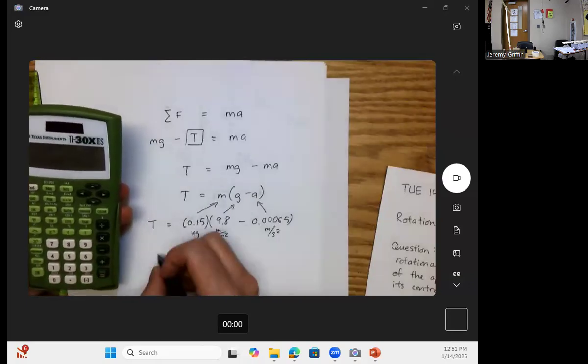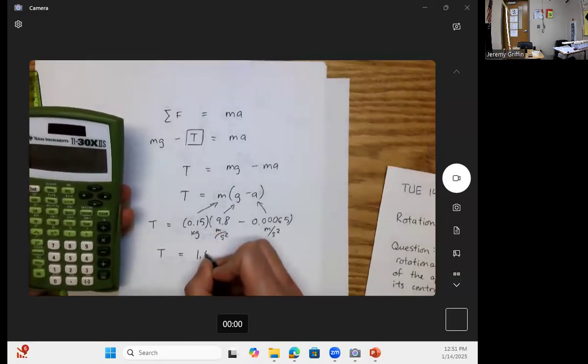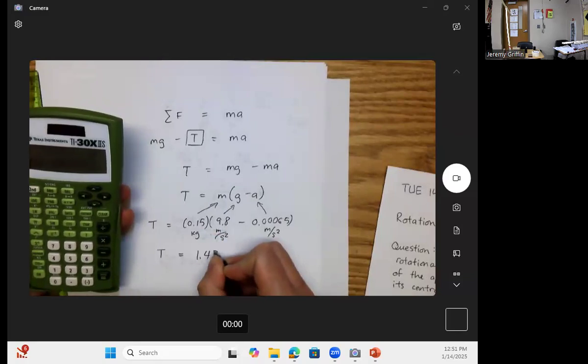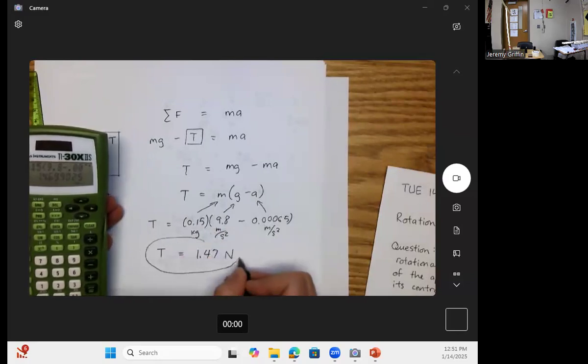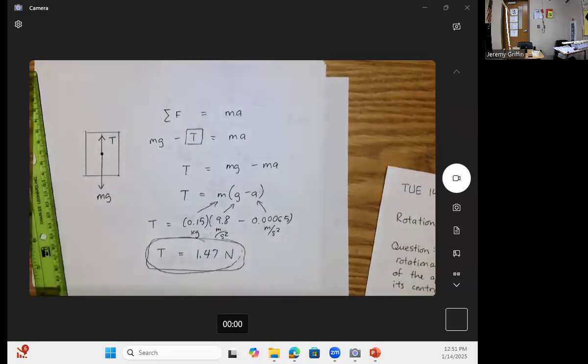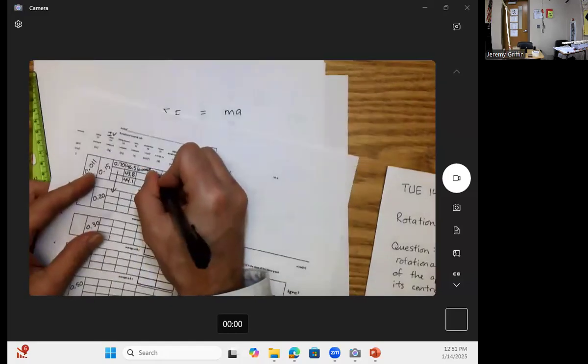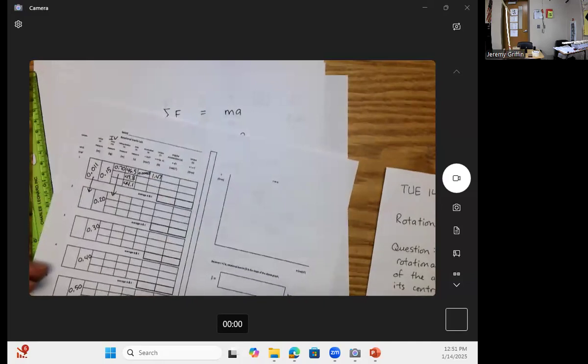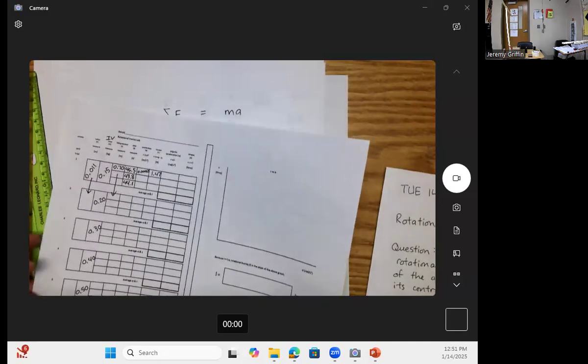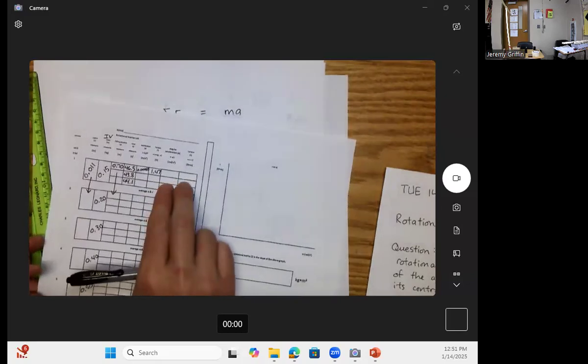Okay. I'm getting the tension is I'll call that 1.47. Or 1.47 what? Guys, what's the unit? Newtons, because a tension is a force, it's going to be in newtons, right? So that goes right here, 1.47 newtons. That's the force that's providing for the torque. All right, getting close.